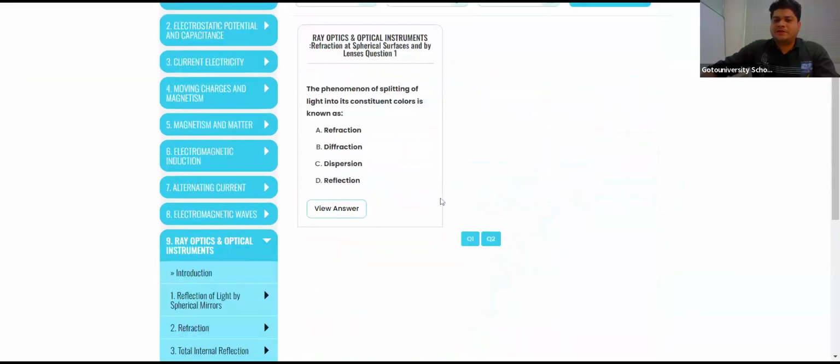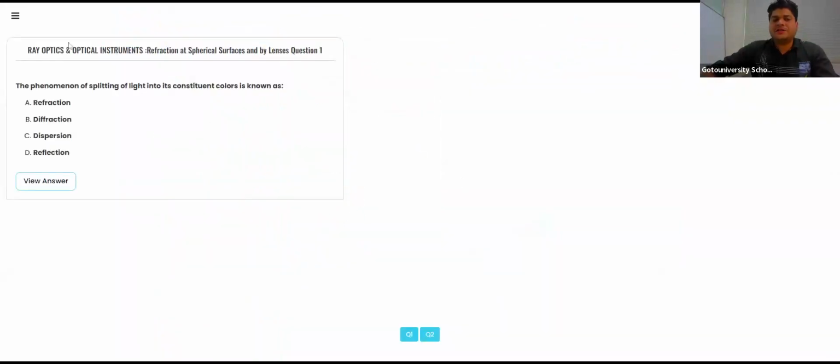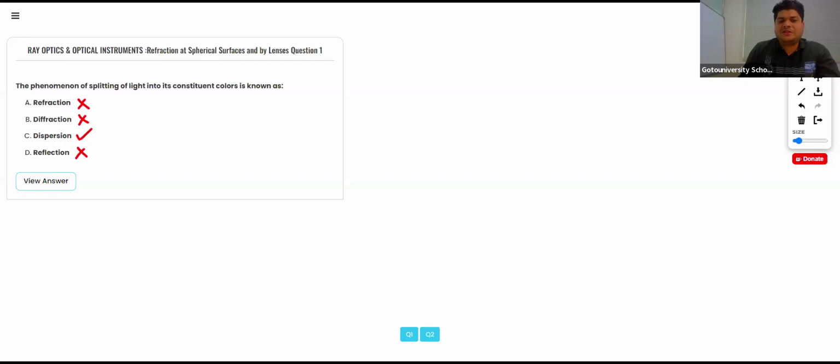Let's solve some numerical based, some question based on this. The first question is: the phenomenon of splitting of light into constituent colors is known as what? It cannot be refraction, it cannot be reflection, it can't be diffraction, so it is dispersion. Reflection is different, refraction is different, diffraction is different, and dispersion is just the splitting of light.